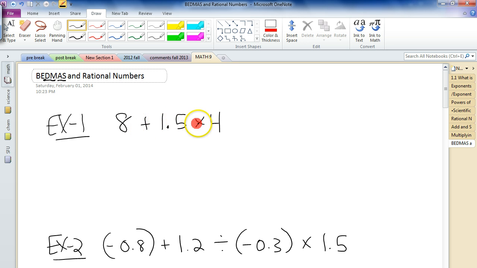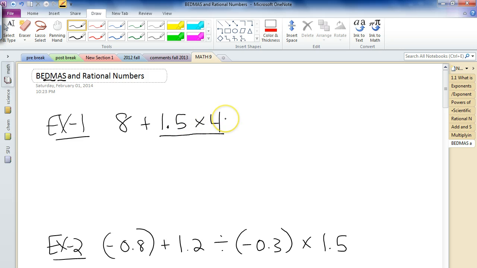You've got an adding and a multiplying. What do you do first? It's so tempting to do this first, but we're not going to do this first. Multiplying comes first, so we do that first. Get in the habit of underlining it so it stands out in your brain. Your brain focuses on it.